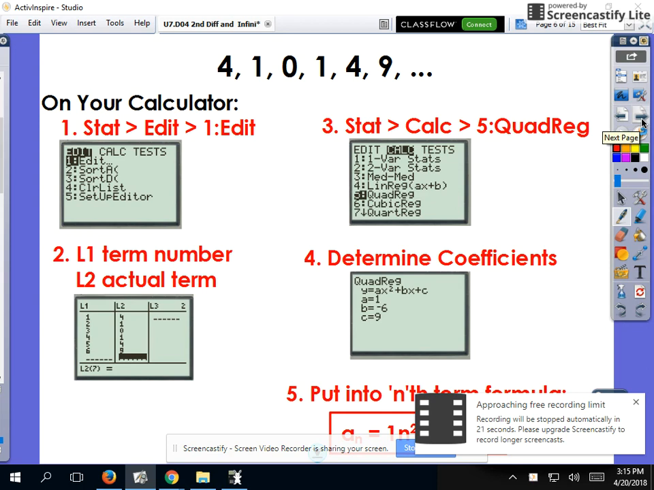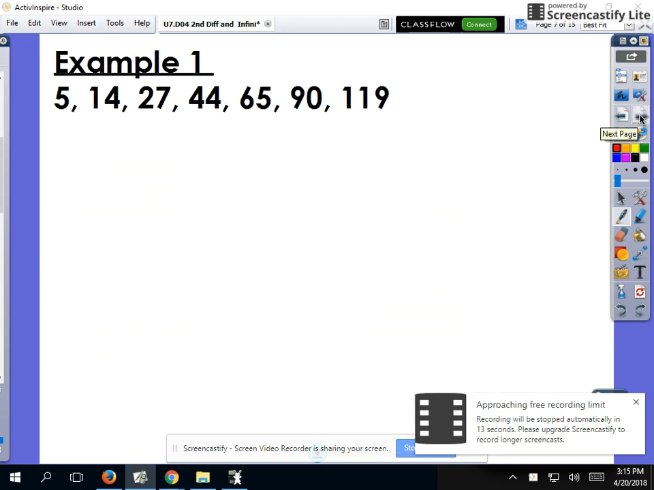So here are the steps. Easy to go. You're going to do this. All right, and I challenge you to try this one on your own. We'll pick up with this on the next video. Good luck.